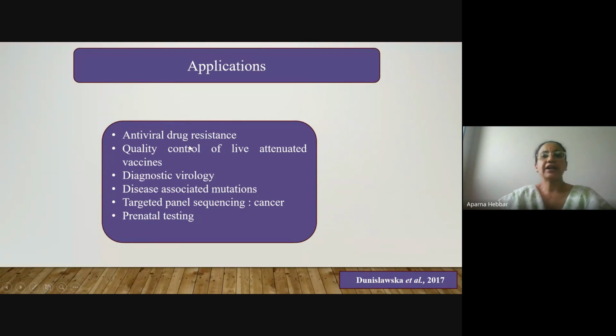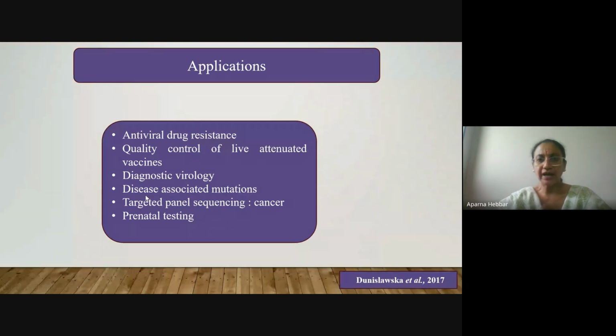So, application in antiviral drug resistance. Antiviral drug resistance or antimicrobial resistance genes present in bacteria or any other genomic sequences can be identified by NGS. Then quality control of live attenuated vaccine in diagnostic virology: any contamination of the original vaccine viral sequences can be detected through NGS. That means sequencing is done by NGS and then the quality control can be checked. Then if there is any mutation or any SNPs that bring out disease, those can be analyzed by this.